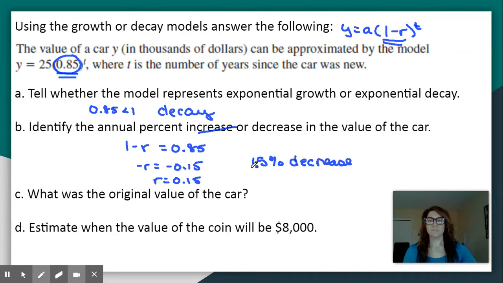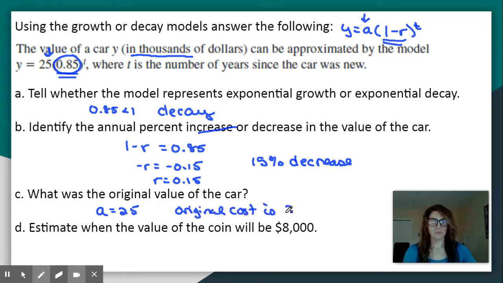Okay. Part C, what was the original value of the car? Your original value is your A. So the A in this case is 25. Well, does that make sense for a car to be $25? No. Go back, read. It says it's in thousands of dollars. So the original value is $25,000. So when you bought the car, you paid $25,000 for the car.